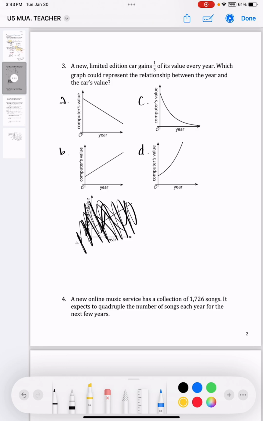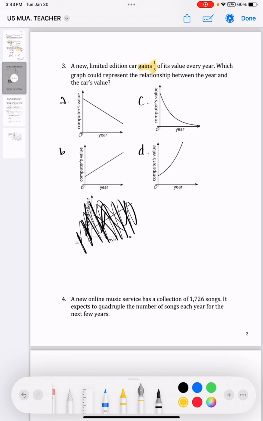So the important information within this problem would be the fact that the car is gaining value, gaining 1/3 of its value specifically. So if we know that the value of the car is going up over time, the graph has to be showing an increase as well. So we want to make sure we use the process of elimination just so that we can minimize the number of answer choices we're actually working with.